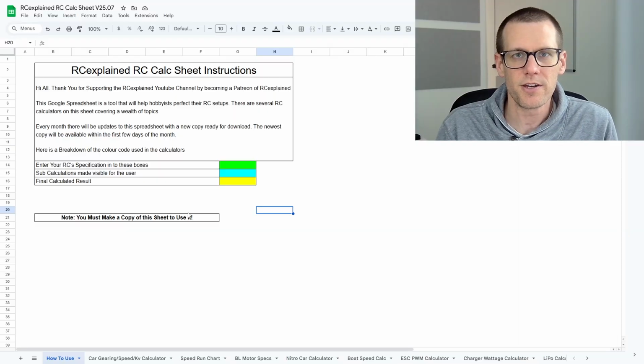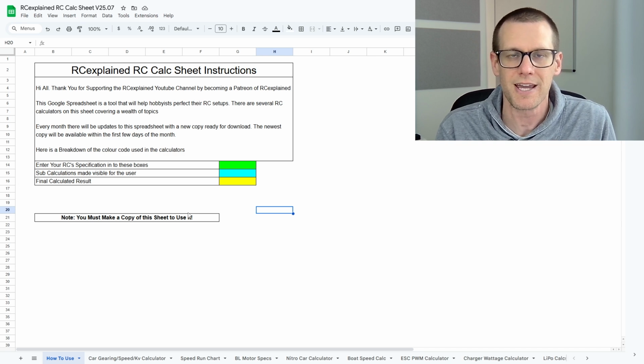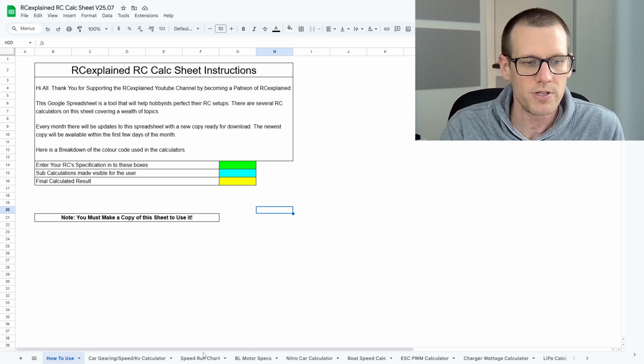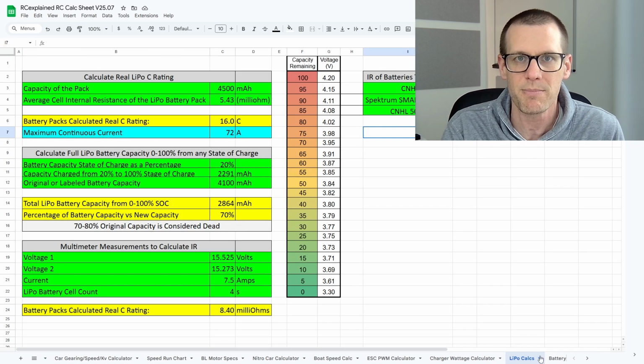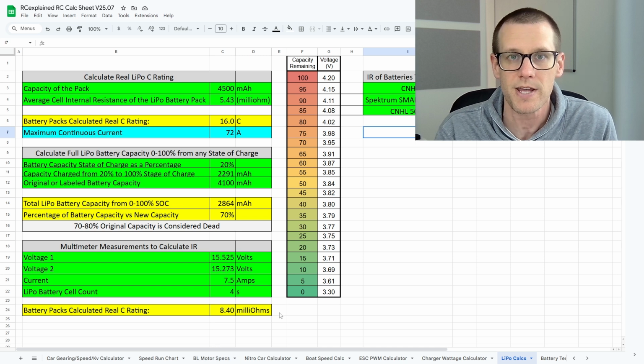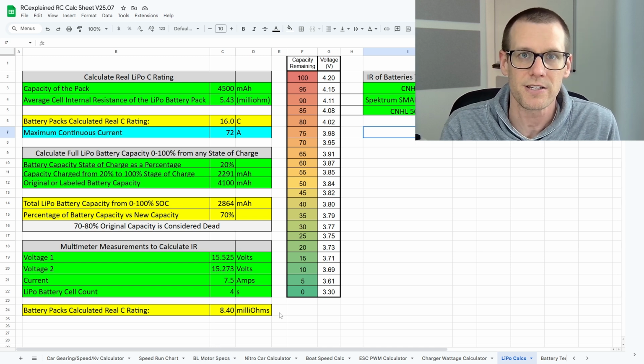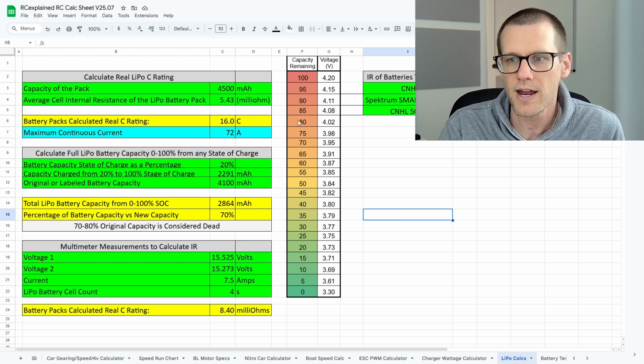Here we're taking a look at the RCExplained calc sheet. If you're a member of any tier within the Patreon site, you will gain access to this sheet and you can have a copy for yourself so that you can take a look at anything that's inside of this calculator. We're gonna use the RC LiPo calcs tab at the very bottom. You can see there's multiple different tabs here to access those calculators. This is the one we're gonna be using for today. So let's take a look at it right here.